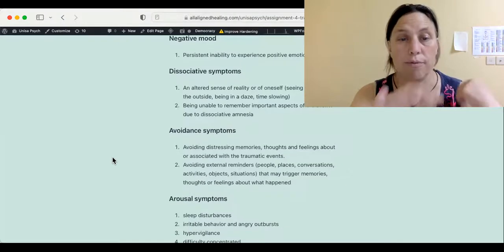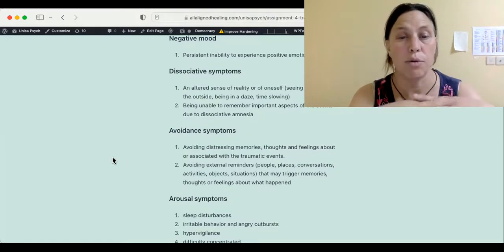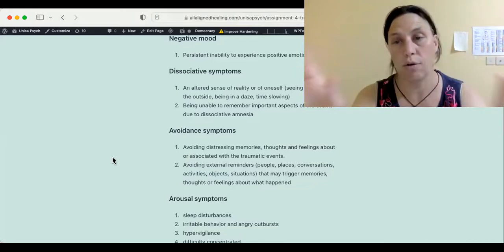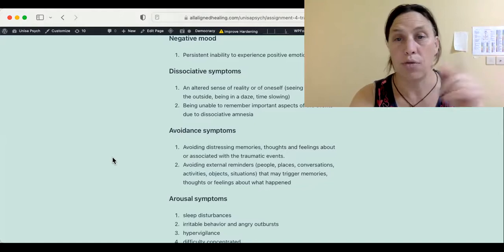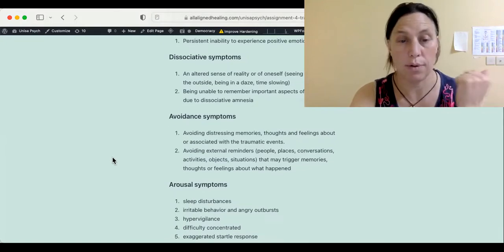Avoidance symptoms. Avoiding the distressing memories, the thoughts, the feelings, and avoiding external reminders, places, people, things, sounds that may trigger memories, thoughts, and feelings about what has happened.